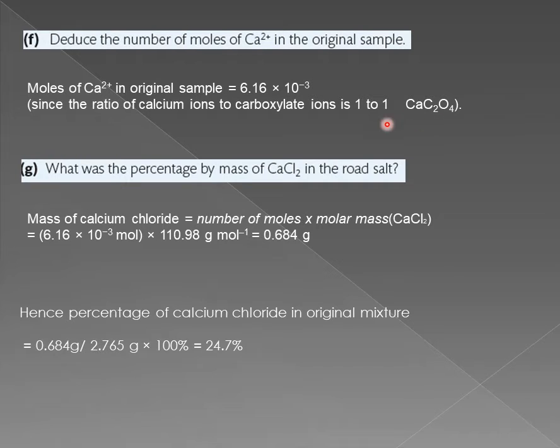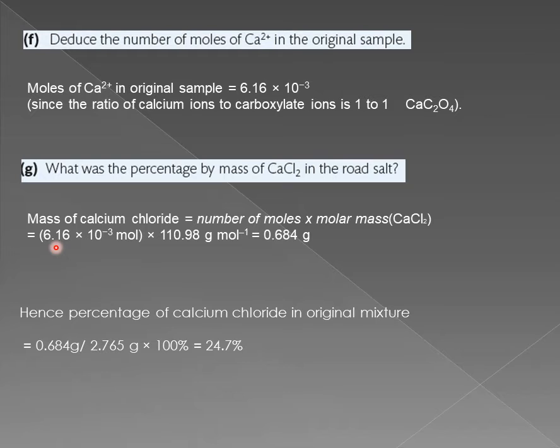Okay, so if we have 6.16 times 10 power minus 3 oxalate, it should be the same for calcium. What was the percentage by mass of calcium chloride in the road salt? So mass of calcium chloride equals number of moles times molar mass. Right? You know this equation or this law, because number of moles equals mass divided by molar mass. So we just rearranged the law.